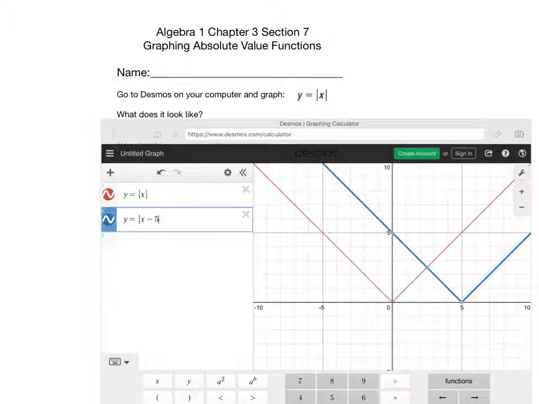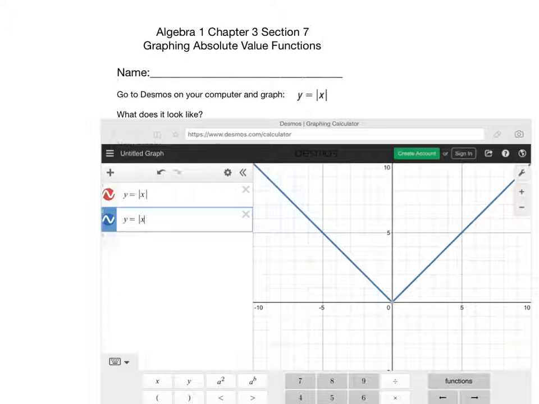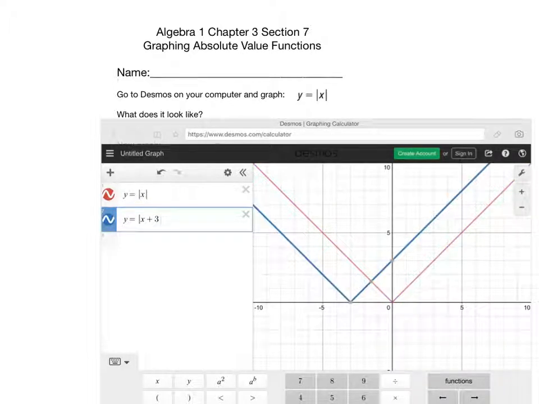So tell me, what would I do to make it move to the left 3? What equation do you think you would use? Plus 3. Okay, correct. Let's go ahead and, if you want to, erase the 5 and put plus 3. Or you can keep them all up there and add another one. So y equals.